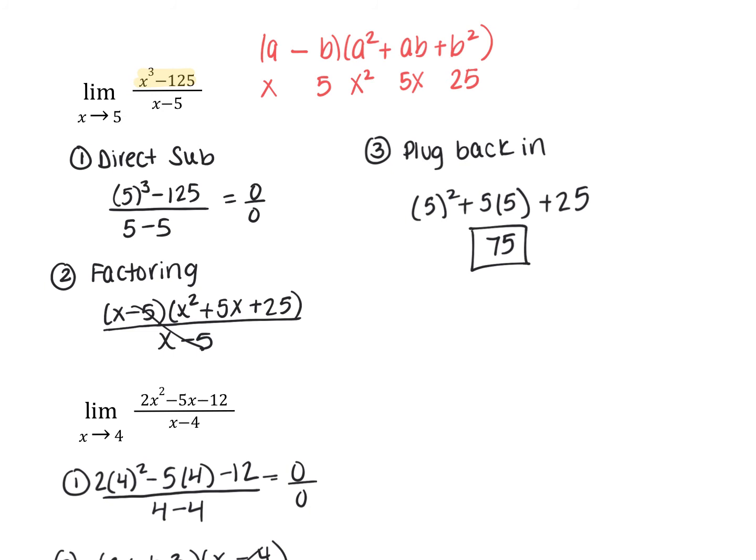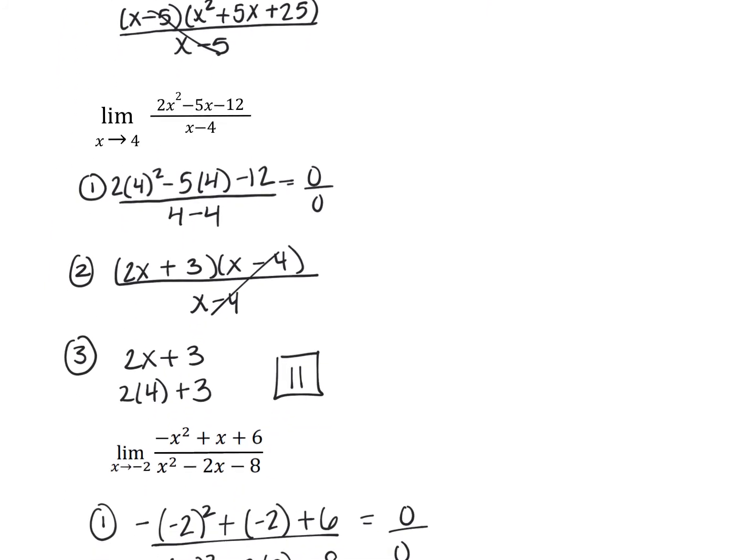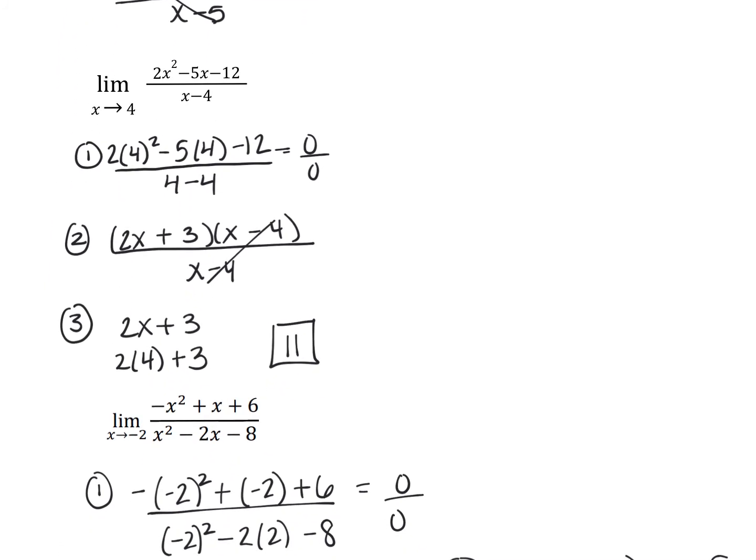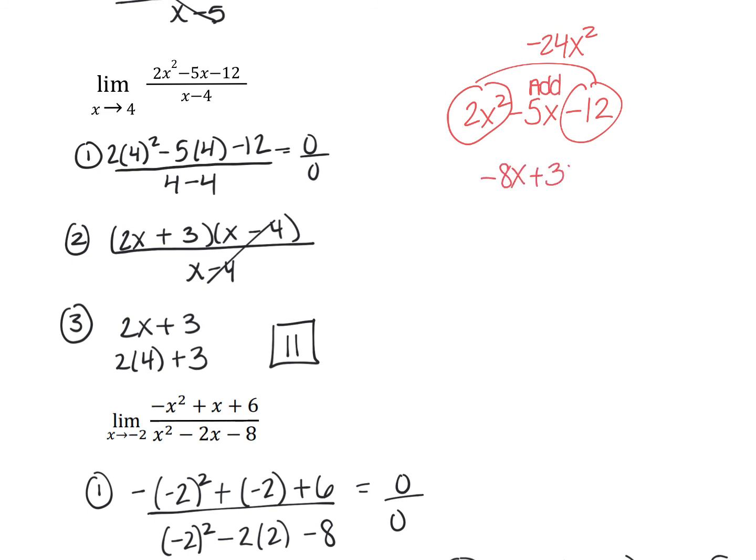All right, that's one. The second one here, I tried direct substitution and I got again 0 over 0. Then I did some factoring. So what you should notice is that there is a trinomial here with a leading coefficient greater than 1. So you can do AC, where you multiply the first and the last, and you get negative 24x squared. You want the factors of negative 24 that are going to add to 5. So that should have been negative 8x plus 3x.